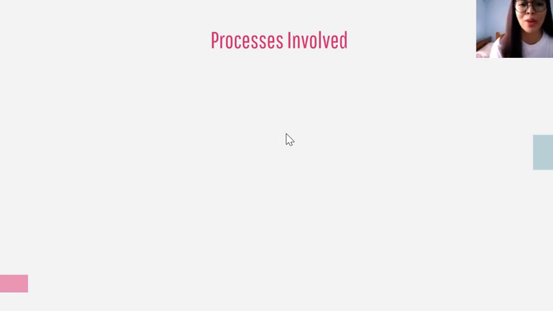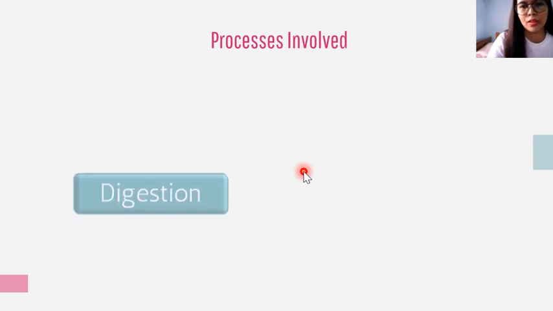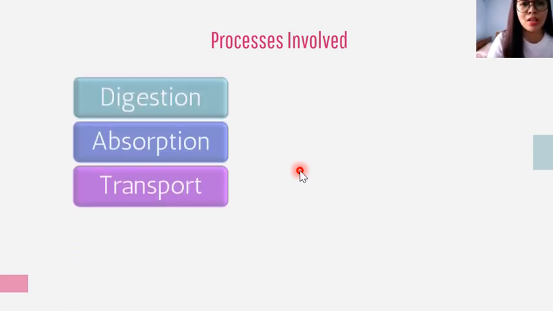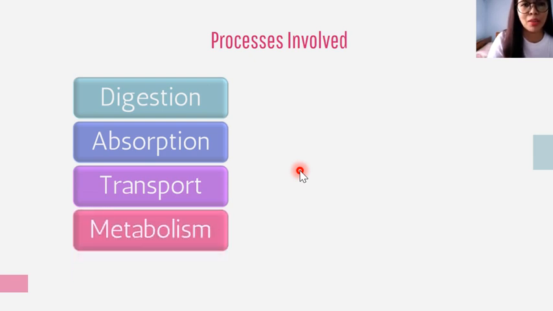Okay, so here are the processes that are involved, starting off with digestion, and then absorption, and then transport, and then metabolism. Okay, so let's define that one by one.